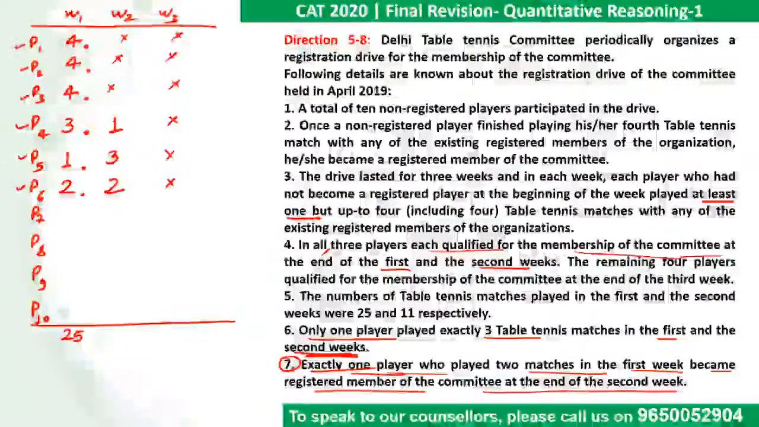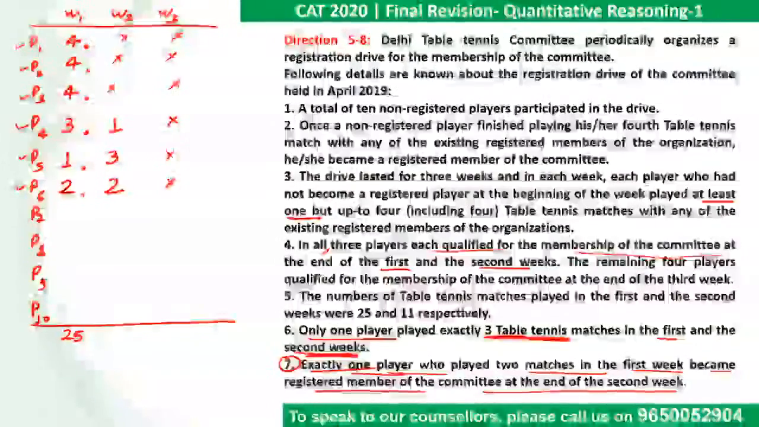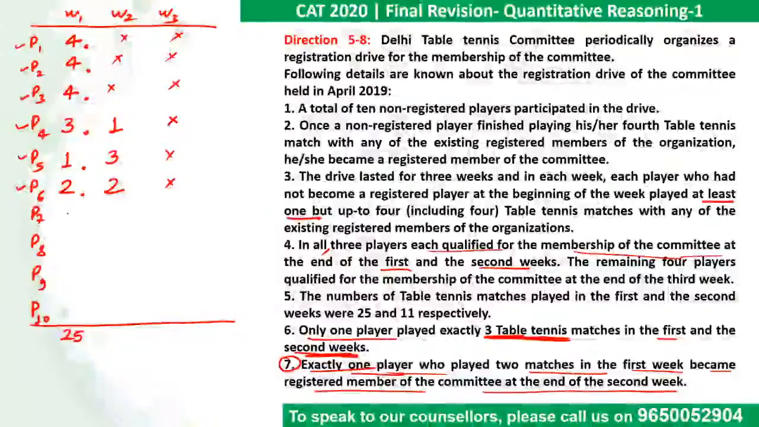And we know exactly one player played 3 table tennis matches in first week. So we have 4 players and there should be 7 matches. So can I say only one possibility? No player can play 3 matches in first week apart from P4. So 3 of the remaining 4 must have played 2 matches and 1 must have played 1 match. Only then the total will become 25. Right?